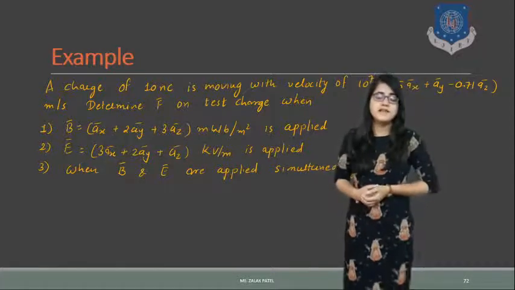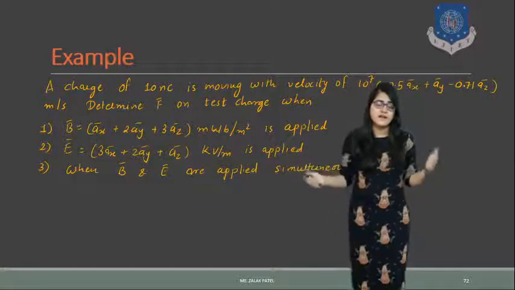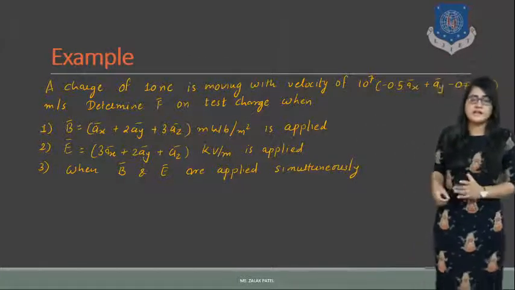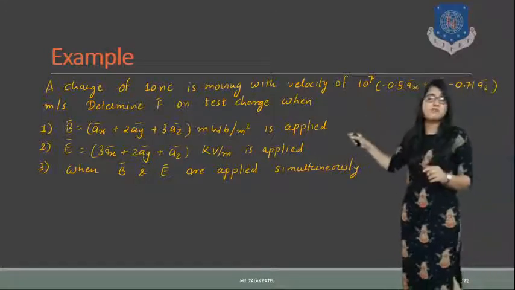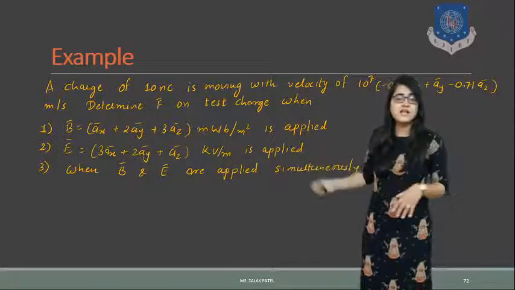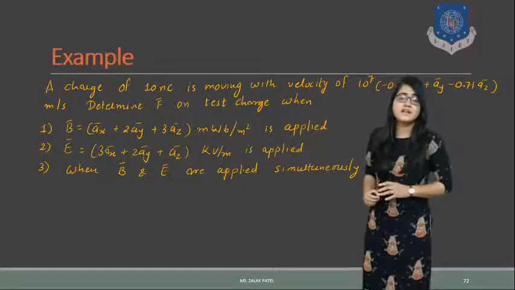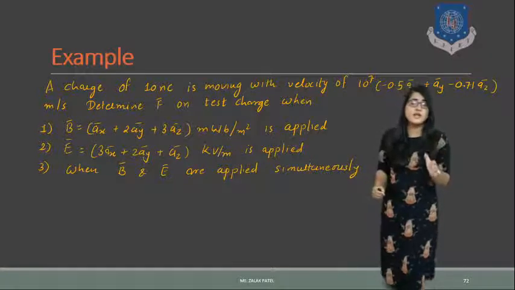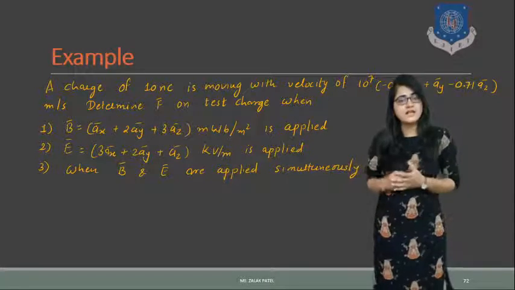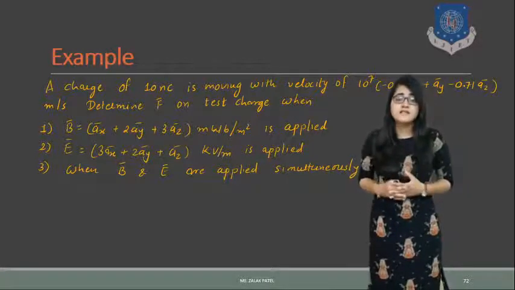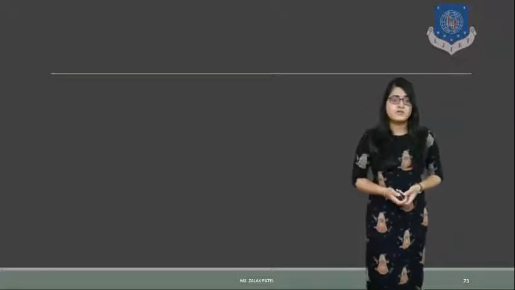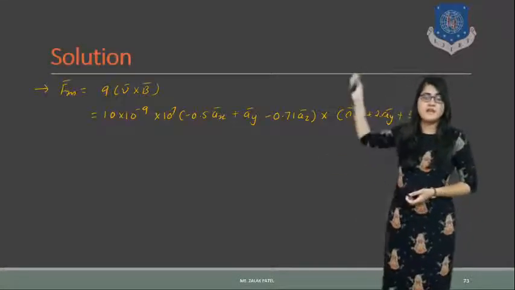First, let's calculate when only B bar is applied. B bar is the magnetic flux density, which means we have to find Fm. In the second case, E bar is given. E bar is the electric field intensity, which means it asks for the electric force. In the third case, B bar and E bar are both applied simultaneously, which means it asks for the total Lorentz force. So let's do the first case, that is Fm equals Q into V cross B.